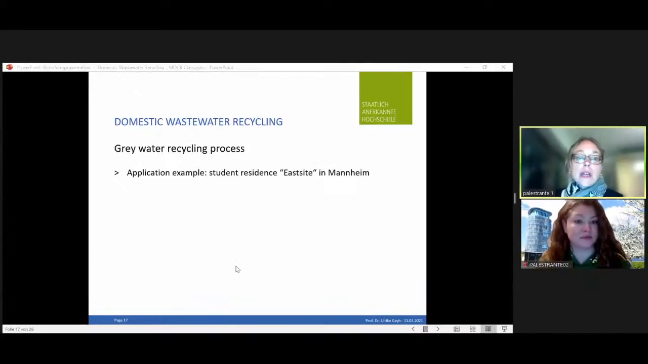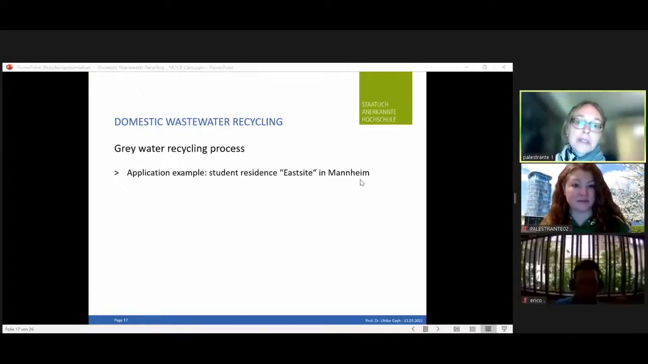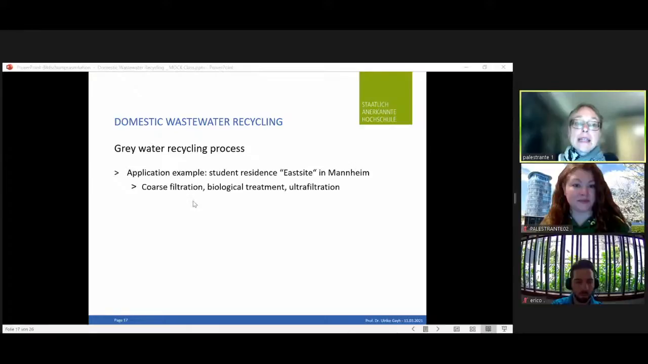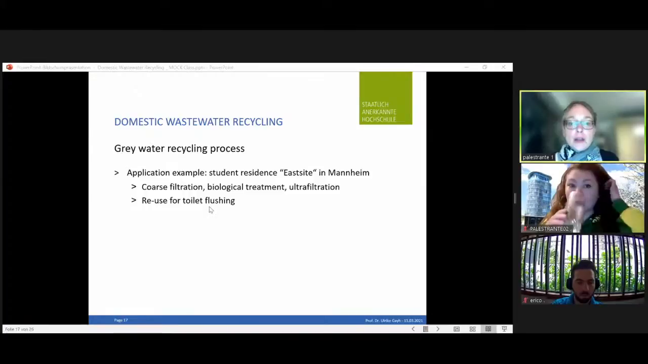And I want now to come to real application examples which are used here in Germany, which we have visited. One example is a student residence. It's called Eastside, which is in Mannheim, a big city near Heidelberg. And here we have a gray water recycling process. We have filtration, a biological treatment, and an ultrafiltration. And this water is reused for toilet flushing.